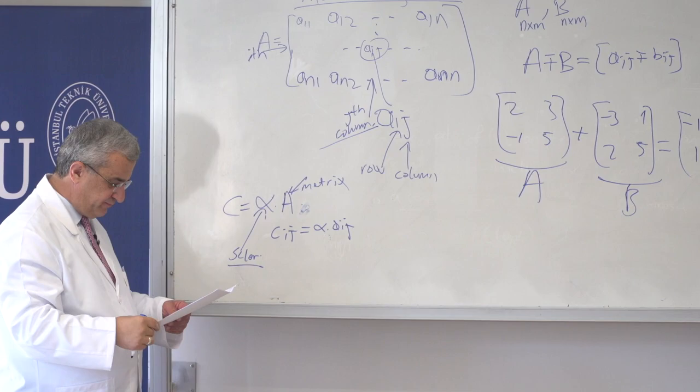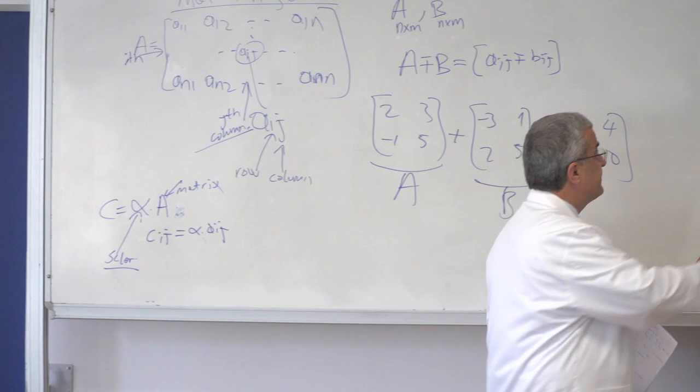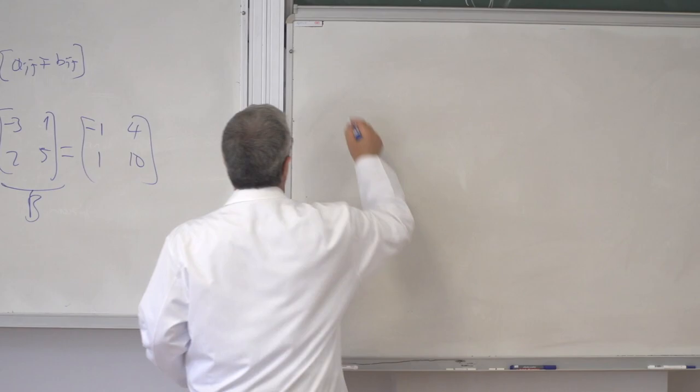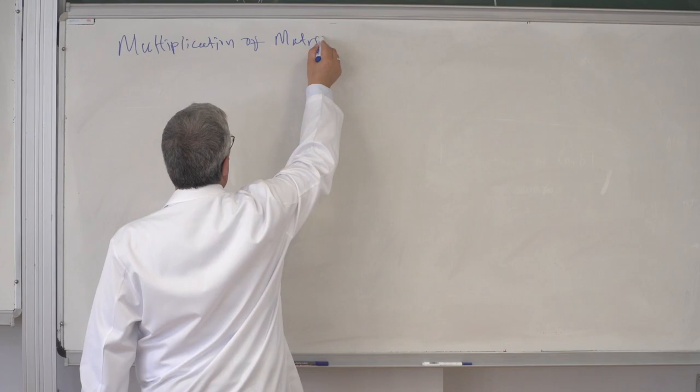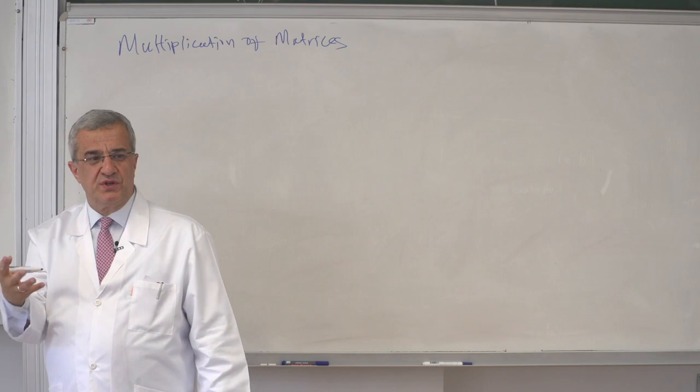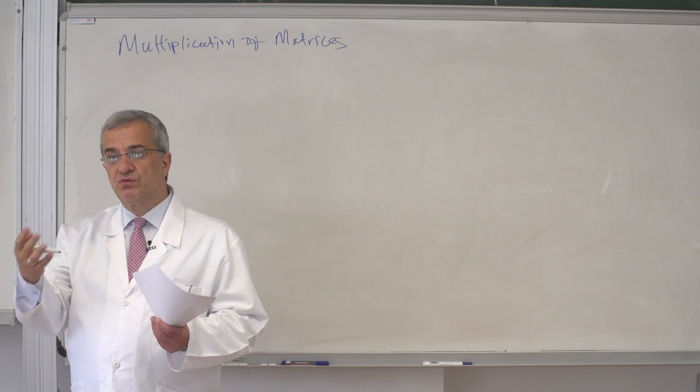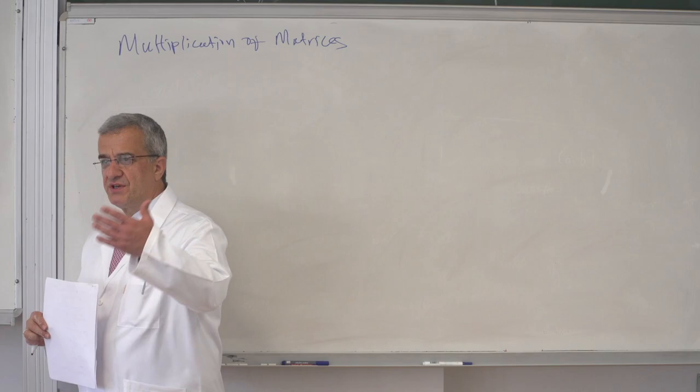How do we multiply two matrices? This is called matrix algebra, right? Now we started talking formally about how we manipulate matrices. Using all these basic operations, we will do sophisticated things afterwards. So we are now formally setting up our language, how we manipulate matrices.